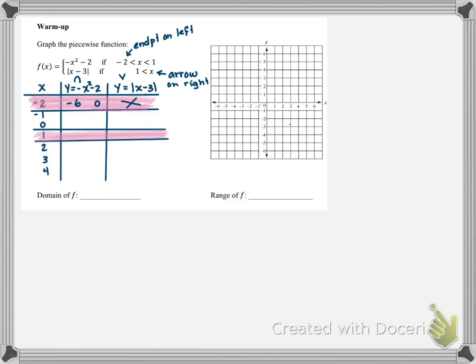Which we will see again when we graph rational functions. Asymptotes do the same thing. They get infinitely close to x values and y values, but they don't actually touch them or cross them.